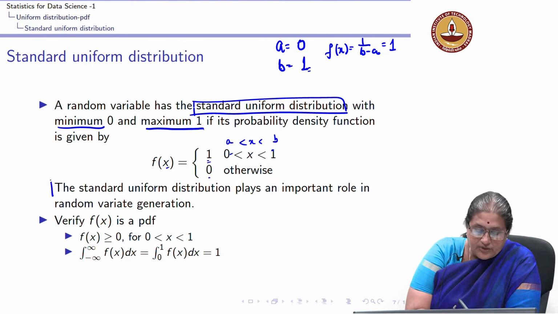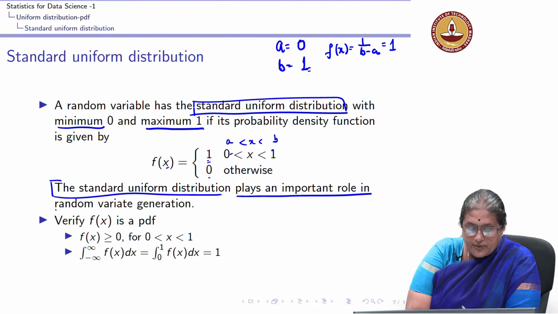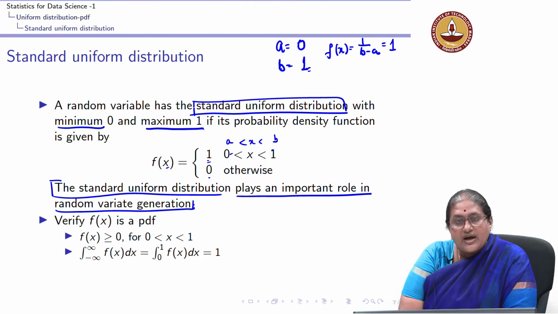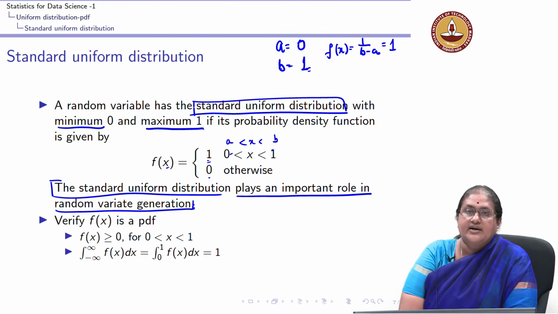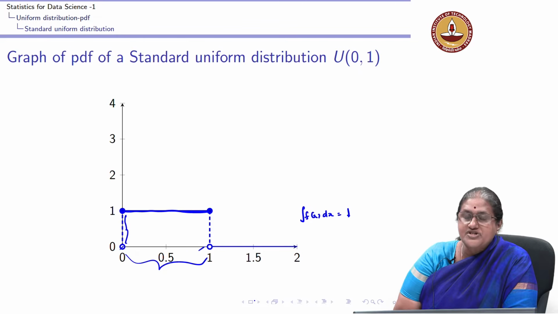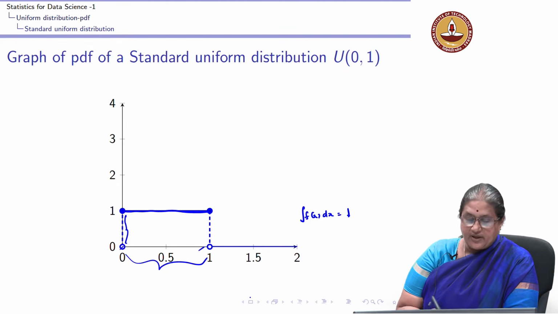This standard uniform distribution plays an extremely important role in random variate generation, which you are going to come across in your advanced courses, especially when you are going to simulate random numbers. This is about the probability density function of a uniform distribution and a standard uniform distribution.